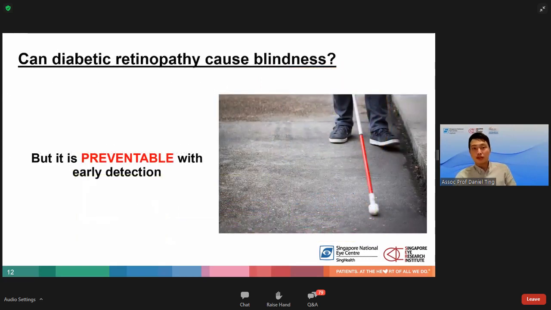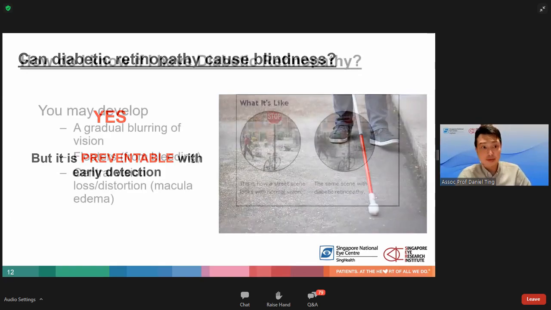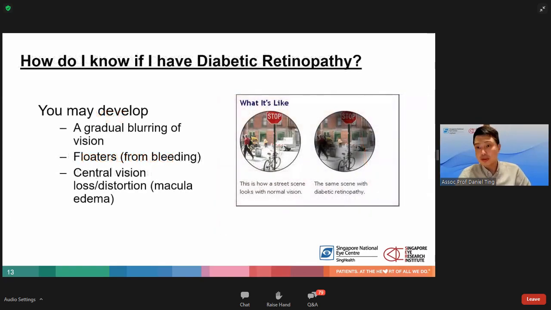So can diabetic retinopathy cause blindness? The short answer is yes, but it is actually preventable by early detection. And people sometimes will also ask, how do I know if I have diabetic retinopathy?